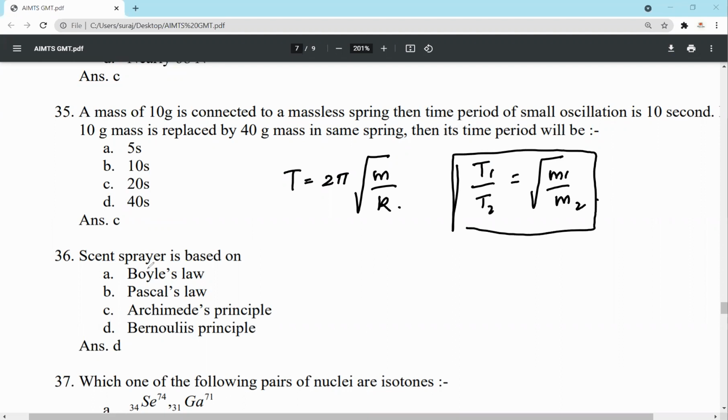Now coming to question number 36. Scent sprayer is based on Bernoulli's theorem. Option D.